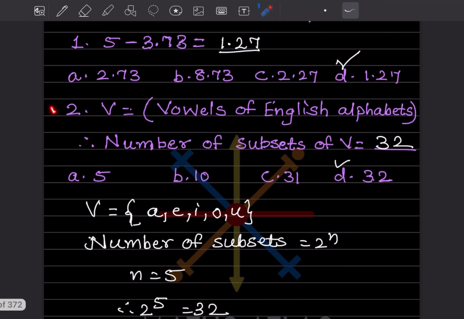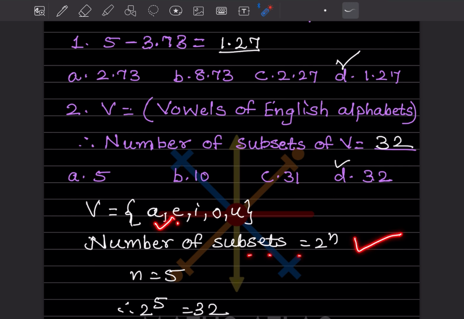Now in the second one, they said V is equal to the vowels of the English alphabet. You have to write the number of subsets of V. What are the vowels? That is A, E, I, O, U. Whenever there is a set, we write it in curly brackets: A, E, I, O, U, separated with commas.